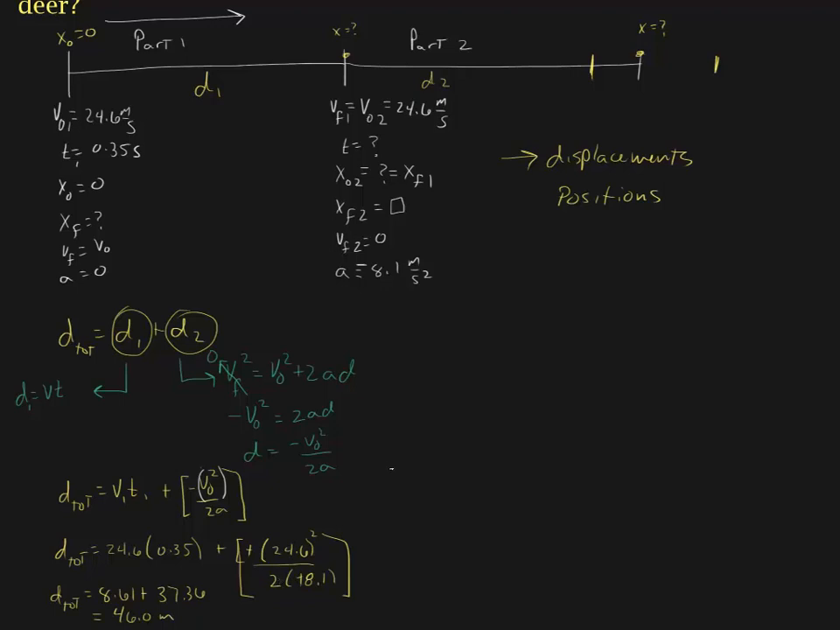Part of your temptation is going to be to just say, oh, well, we end up over here at 46 meters. The deer was located over here at 52 meters, which is correct. And so X final here is 46. We don't collide with the deer, which is a really great thing. However, a displacement is not the same as position.